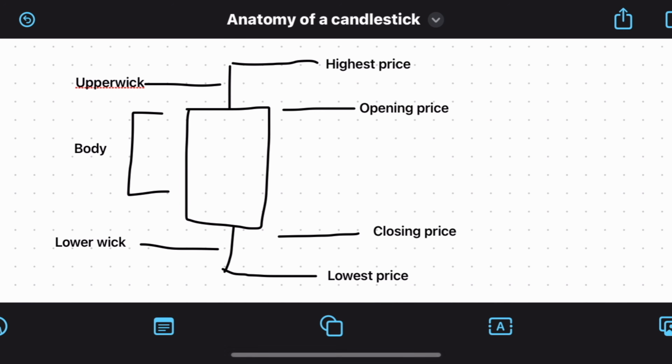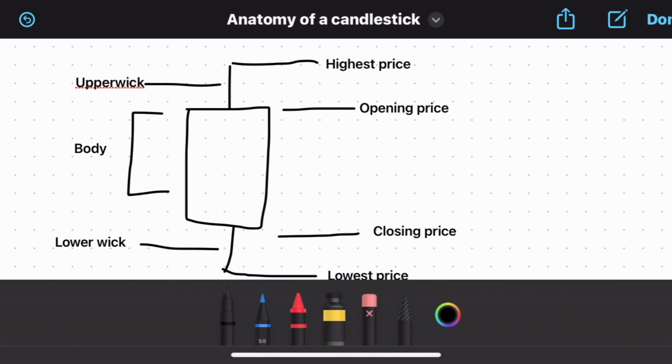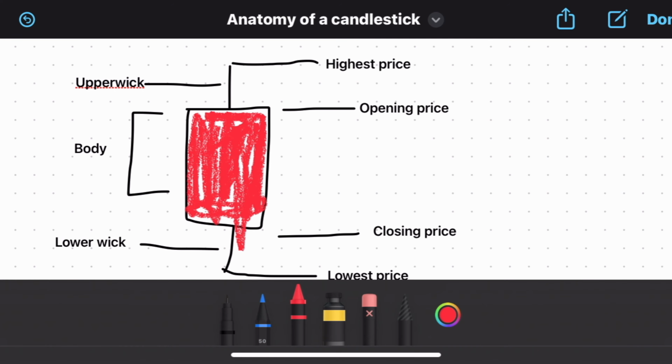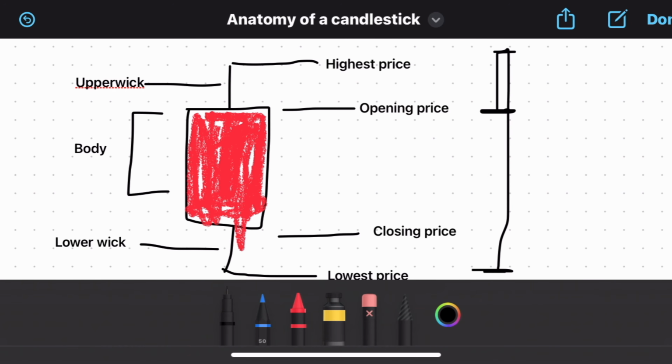So let me try and demonstrate something to you. This is actually a bearish candle, right? So let's give it a red color. In this scenario, you can see that price opened at this point, and then was pushed all the way up and then came back all the way down to the lowest price, as you can see here, and then closed off at this price.